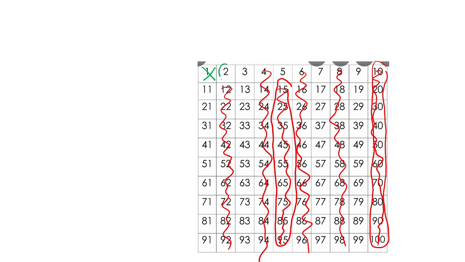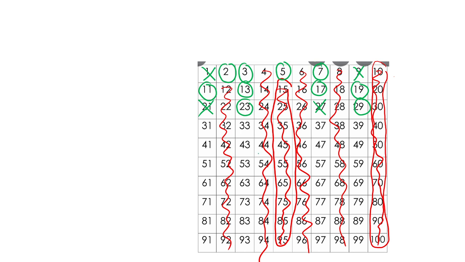So 2 is there, 3 is there, 5 is there, 7 is there. What about 9? 9 is not there. Okay. 11, 13, 17, 19: these remaining numbers are the prime numbers. If I go to the next line, 21 comes in the table of 3, so it cannot be prime. 23 is prime, 27 comes in the table of 3, and 29 is prime. Very good.